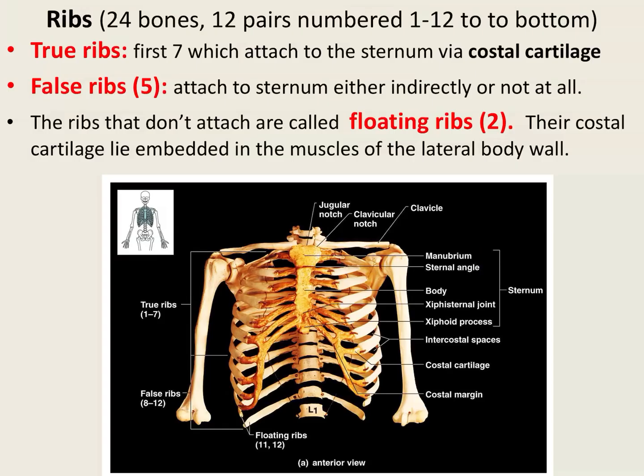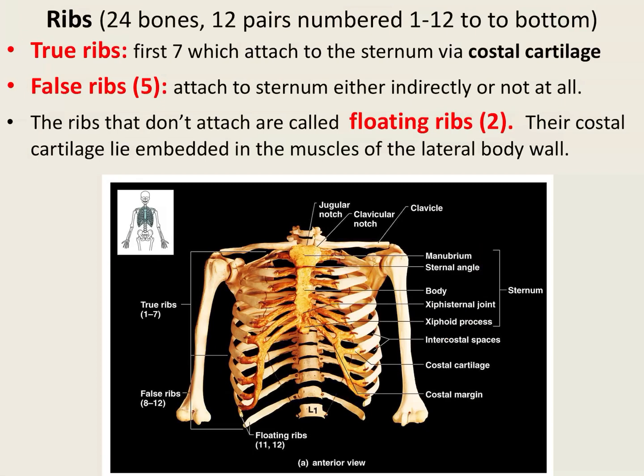When we look at the lab manual, we have 12 pairs of ribs, so 24 total. The first 7 ribs are called true ribs because they attach directly to the sternum with costal cartilage. Ribs 8 through 10 are attached indirectly, so they're called false ribs. They fuse together and then attach to the sternum with a single attachment.